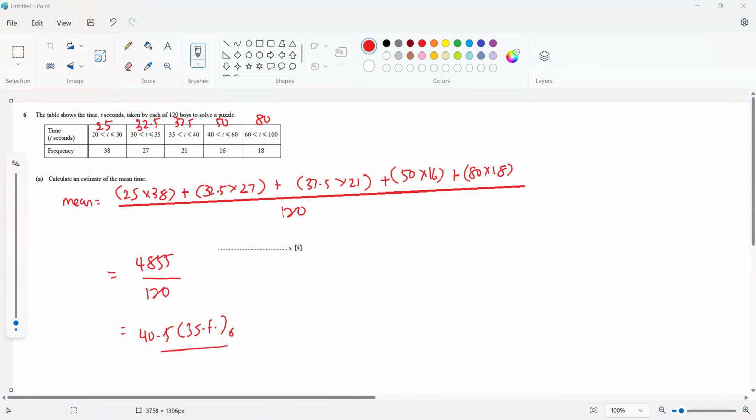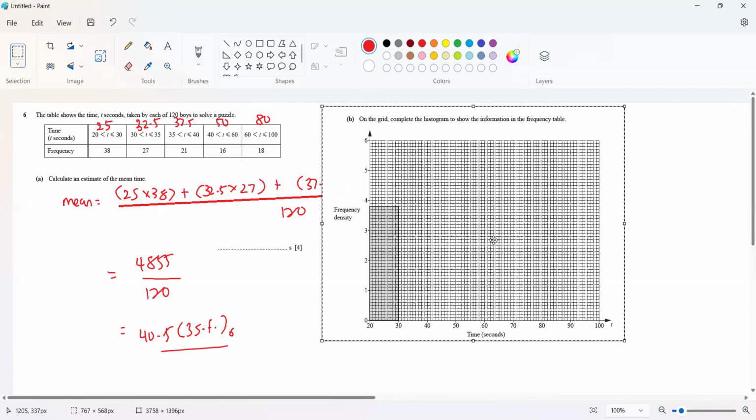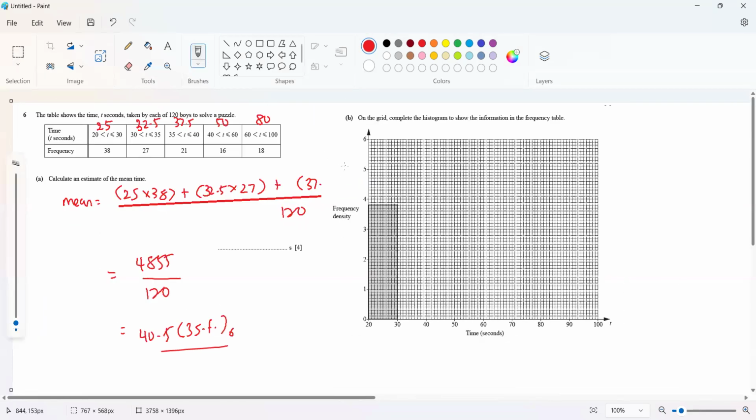And then for 6b, they ask us to convert this frequency diagram into a frequency density diagram. Frequency density is merely a calculation of FD equals frequency over class width, right? All we need to do is, they already did the first bar for us. We need to calculate the rest of the 4 bars. So for 30 to 35, FD equals 27 over 5. The class width is 5. So 27 divided by 5 is 5.4.